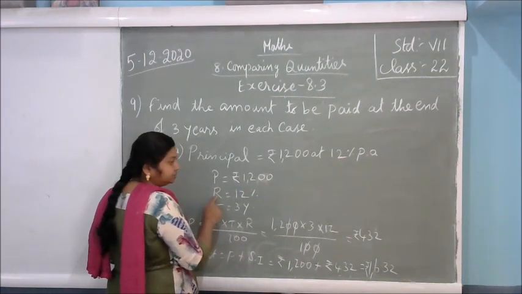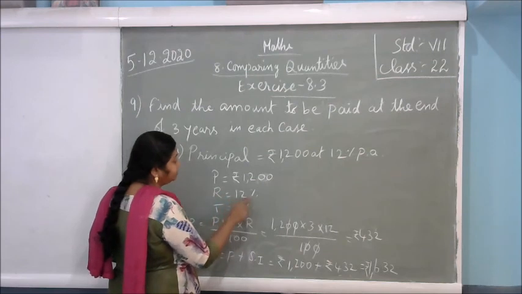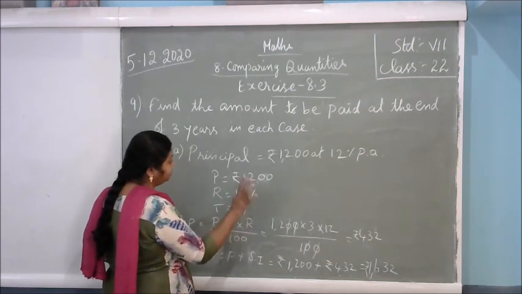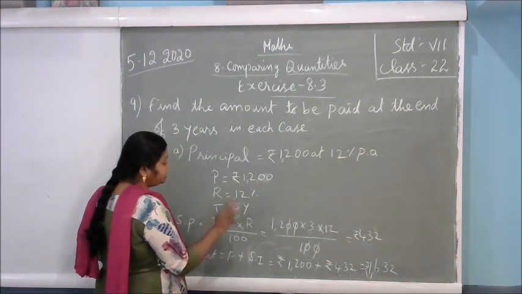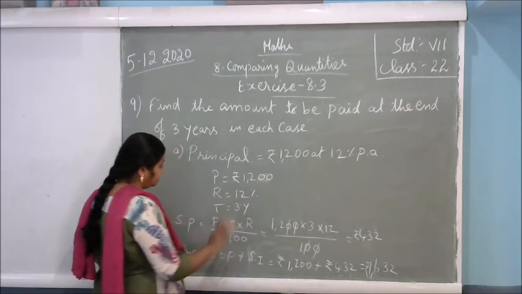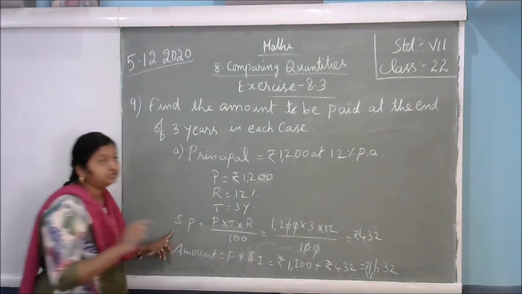And rate, R means rate. Rate is 12%. They are putting 12% for this one. How many years have they given you as time? 3 years. Okay. First you should find out the simple interest.